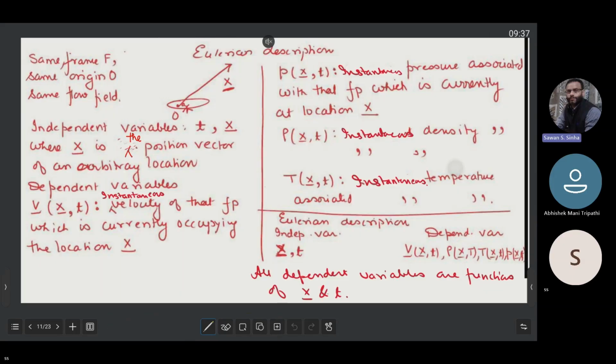Let's come to Eulerian description. Same frame, emphasizing same frame, same origin, same flow. Flow doesn't care whether your frame is here or there. Flow doesn't care whether your description is Eulerian or Lagrangian. This is all our choice to track the flow field. Independent variables t, x. t is time. What is x? x is the position vector of an arbitrary location.